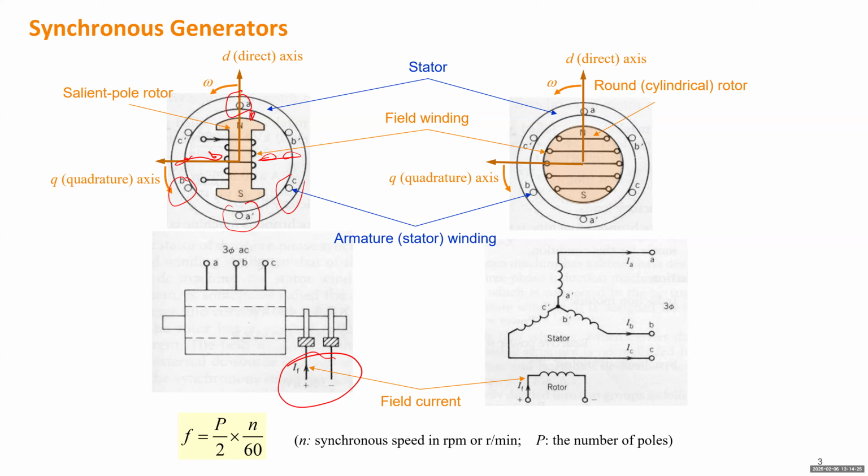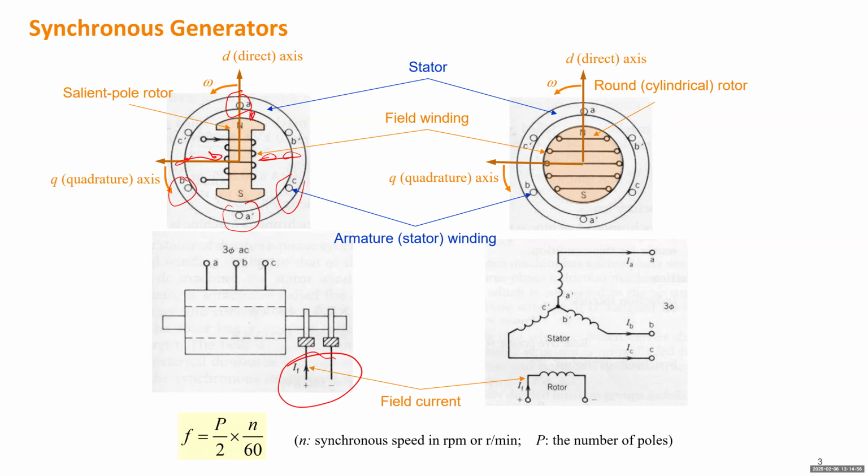So how about the frequency of the generator? It is equal to the number of pairs of poles multiplied by the revolution speed divided by 60. P is the number of poles. For these two generators, each generator has only one N and one S, so each one has two poles. So P will be 2, and P divided by 2 will be 1.